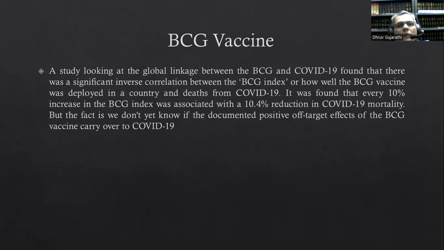These were specific COVID vaccines, but other vaccines have been shown to reduce the severity of the disease in patients. One of them was the BCG vaccine, and this study was done during the COVID period. It found a significant inverse correlation between the BCG index, or how well the BCG vaccine was deployed in a country, and deaths from COVID-19. Every 10% increase in the BCG index was associated with a 10.4% reduction in COVID mortality. So the more BCG vaccine was administered, the fewer were the COVID deaths.